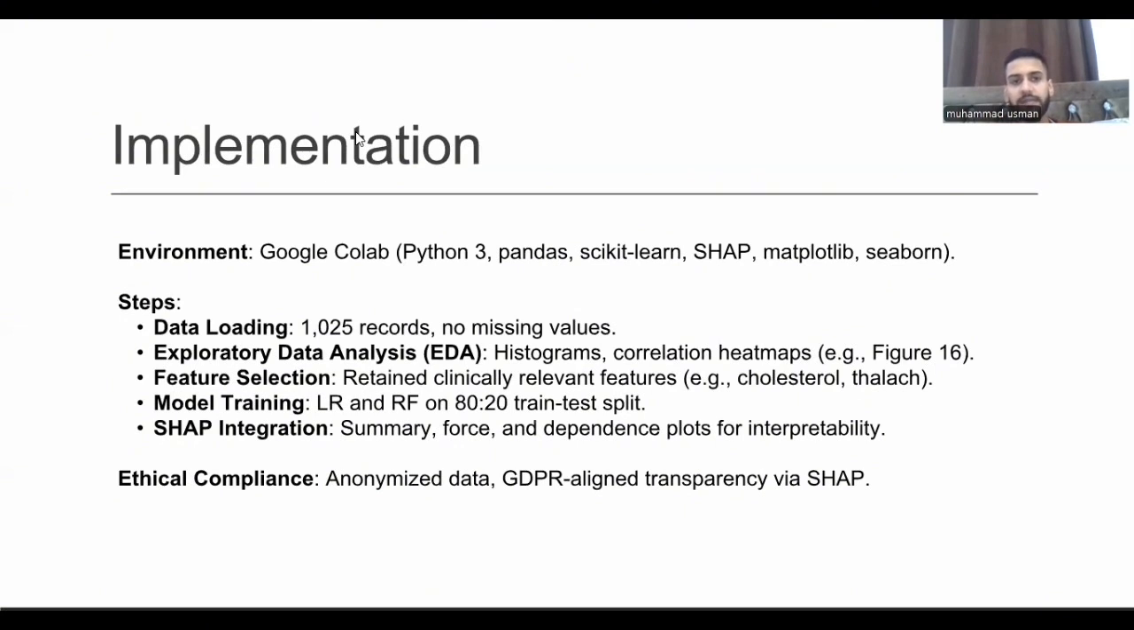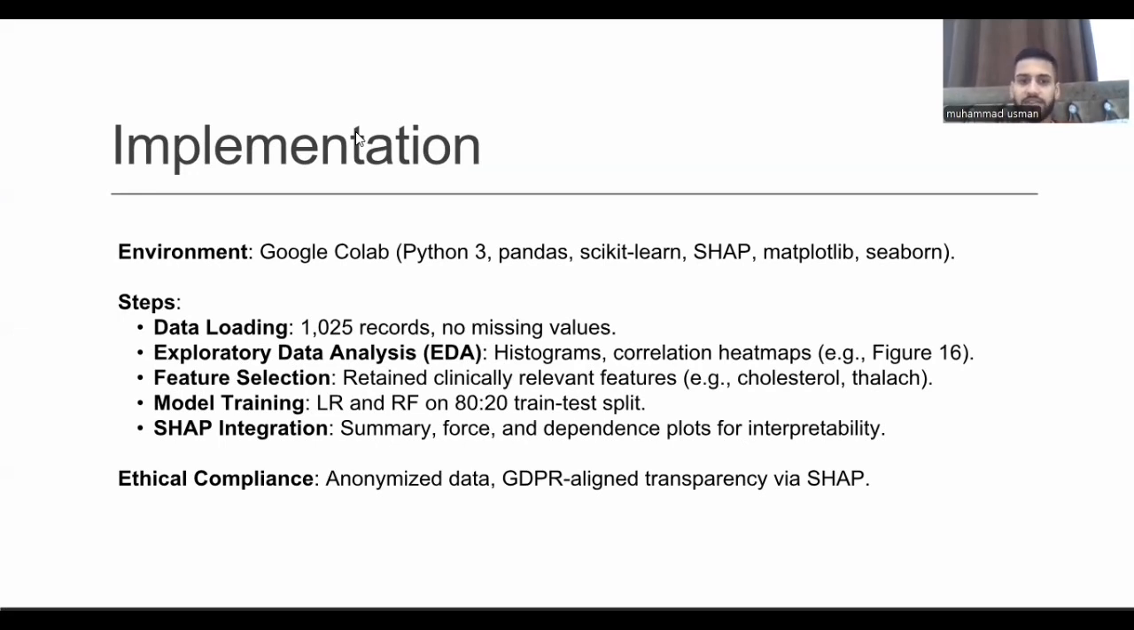The next one is implementation. We will use Google Colab and different libraries, for example, Pandas, Scikit-learn, SHAP, Matplotlib, and Seaborn, and we will use different steps in our coding. The first step is data loading. The next one is EDA, our exploratory data analysis. We will use different heat maps in our EDA.